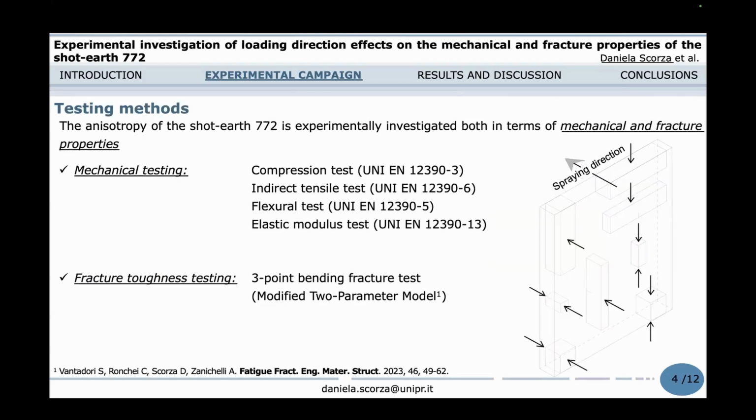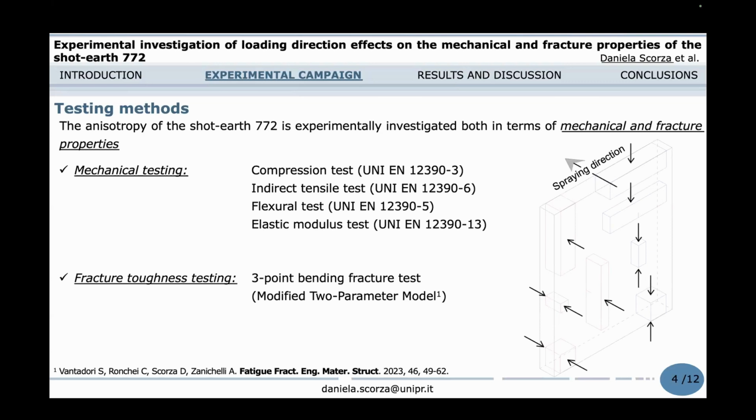As mentioned in the introduction, the topic of this work is to investigate the anisotropy of this material from both a mechanical and a fracture point of view. Regarding the mechanical properties, compressive, tensile, and flexural strengths are determined, together with the elastic modulus, by varying the loading direction with respect to the spraying one, as shown in the scheme on the right-hand side. In particular, 2 loading directions are examined.